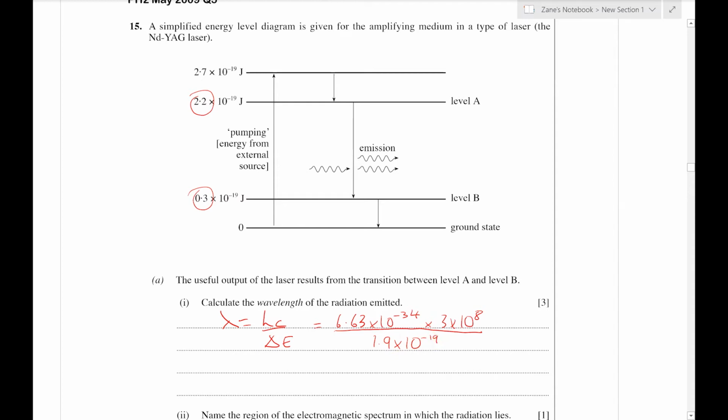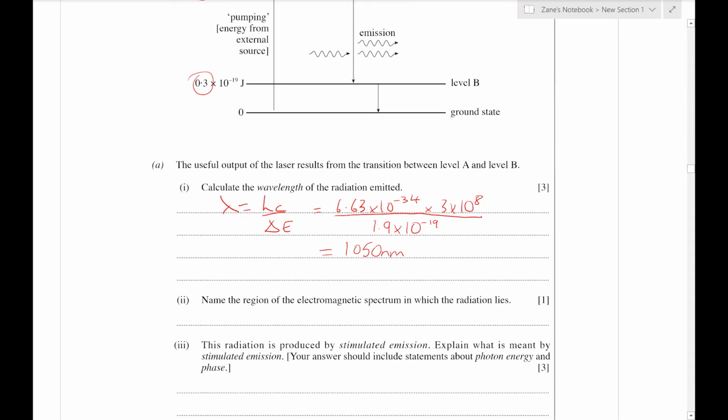So put those numbers into a calculator. And we end up with the answer of basically 1050 nanometers. Worthwhile putting the answer in nanometers, because that way then it makes the next part of the question, identifying the region of the electromagnetic spectrum in which that radiation lies, that much easier. 1050 nanometers is a little bit past the sort of 700-ish nanometer red end of the spectrum, so this is just infrared radiation or IR radiation.